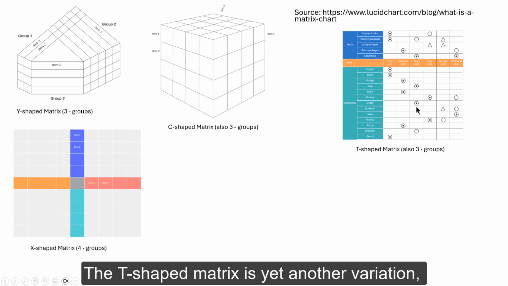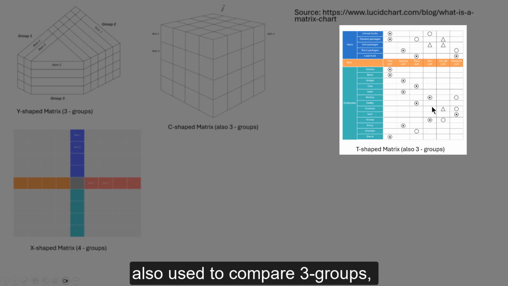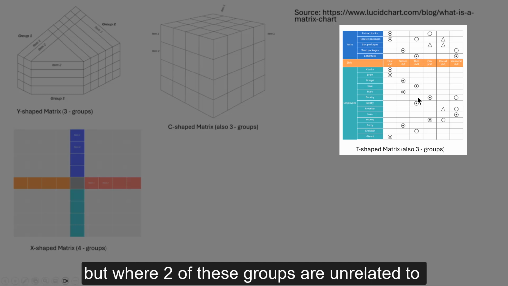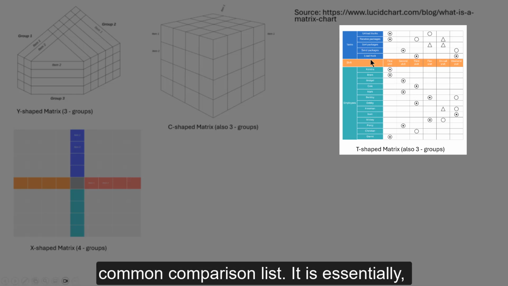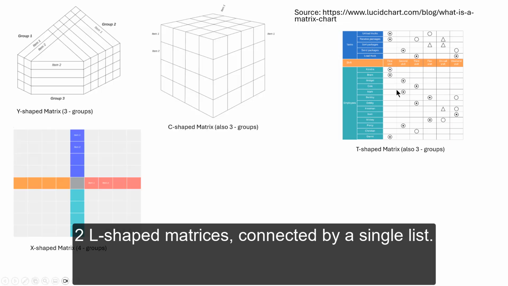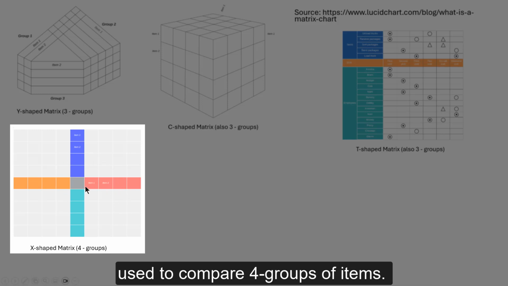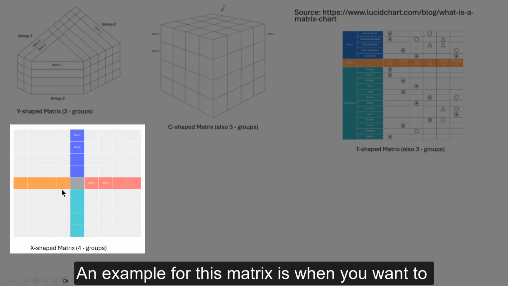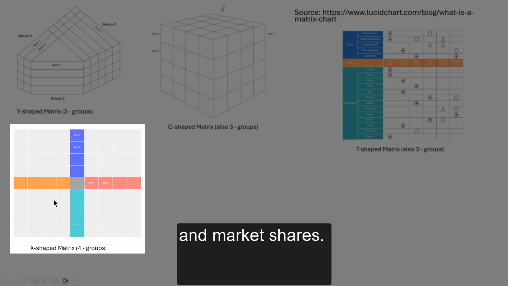The T-shaped matrix is yet another variation, also used to compare three groups, but where two of these groups are unrelated to each other but have to be compared against a common comparison list. It is essentially two L-shaped matrices connected by a single list. Finally, we have the X-shaped matrix here, which is used to compare four groups of items. An example of this matrix is when you want to compare features, products, prices, and market shares.